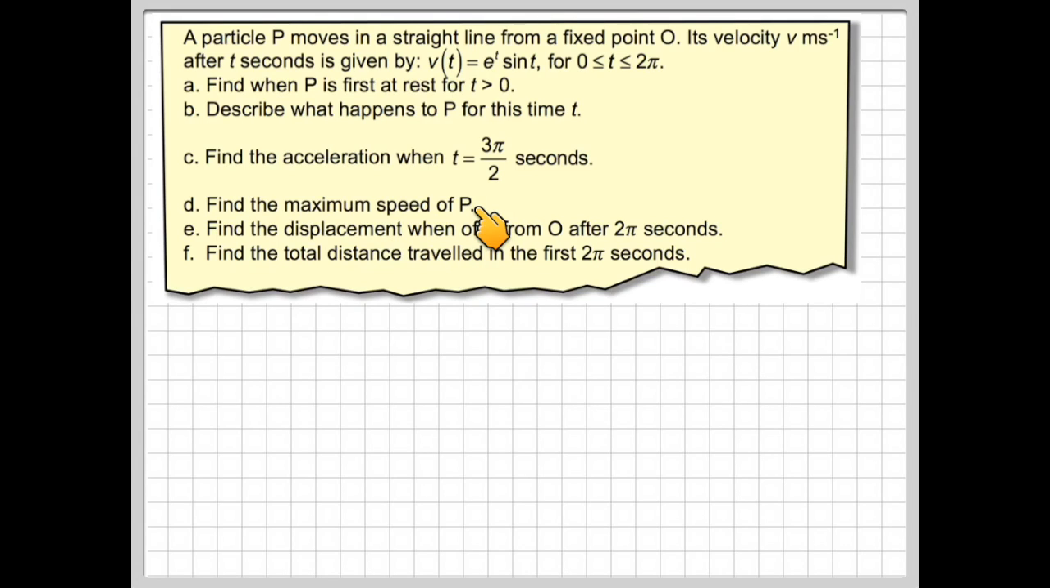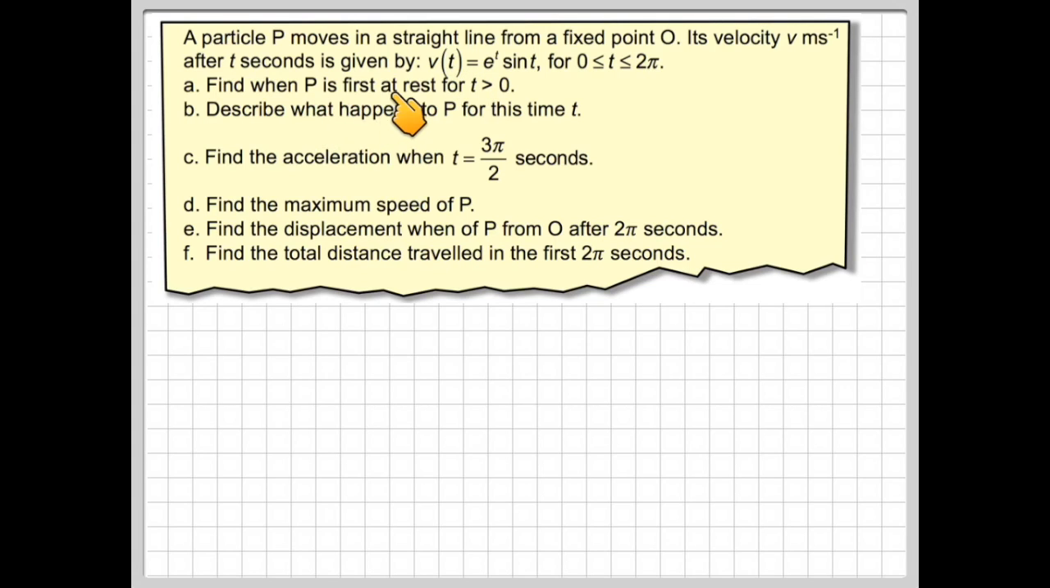Find the maximum speed of P, and find the displacement of P from O after 2 pi seconds, and find the total distance travelled for the first 2 pi seconds. The last two questions are quite interesting because we've got to know the difference between displacement and distance. Now, if you differentiate velocity, you get acceleration. If you integrate velocity, you get what's known as displacement.